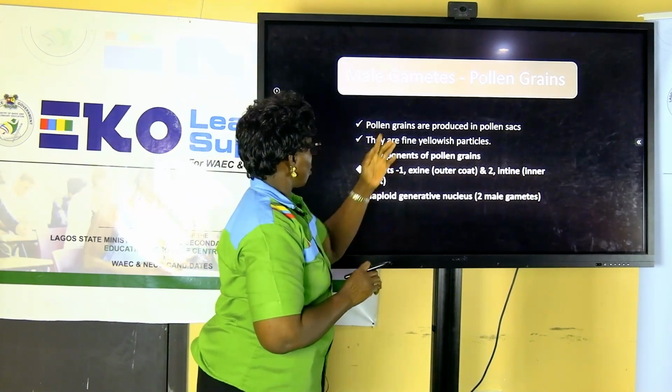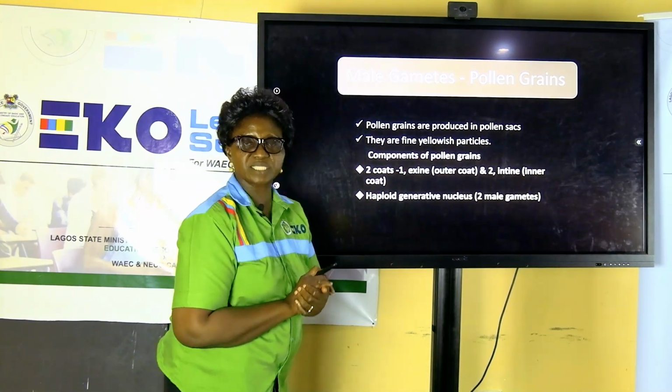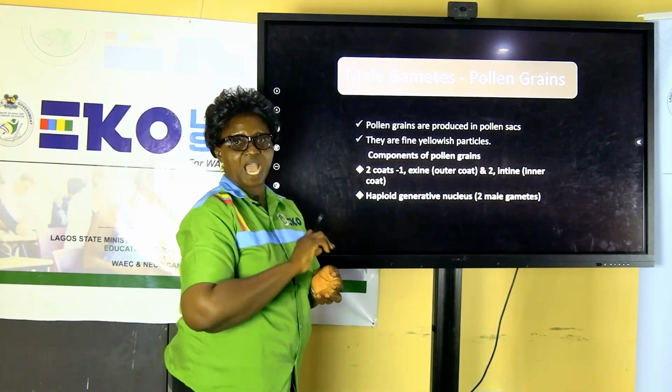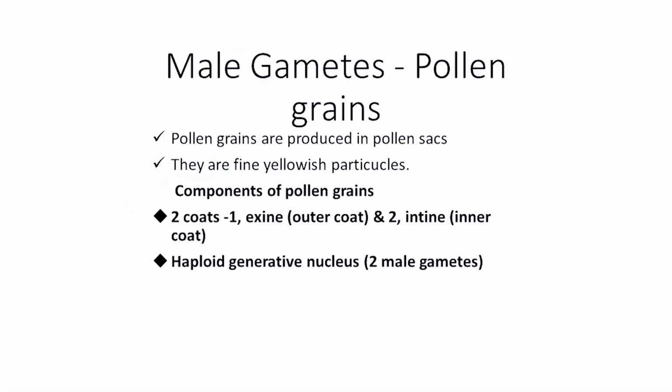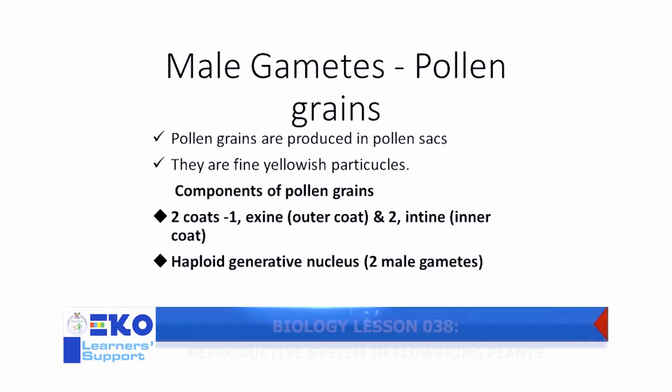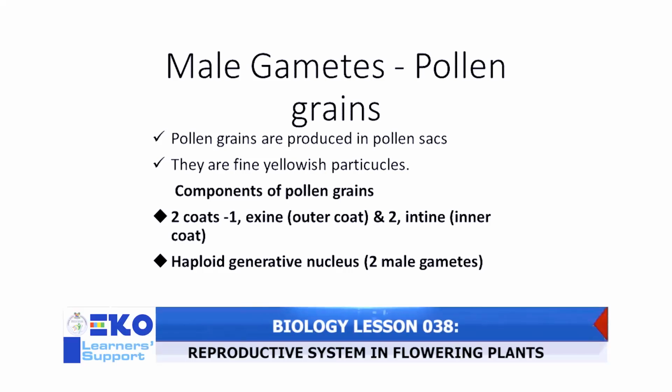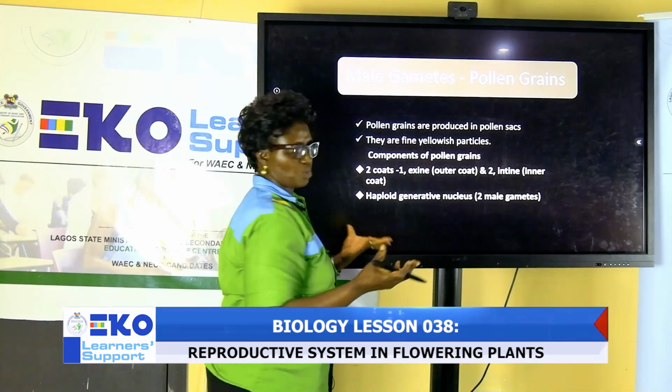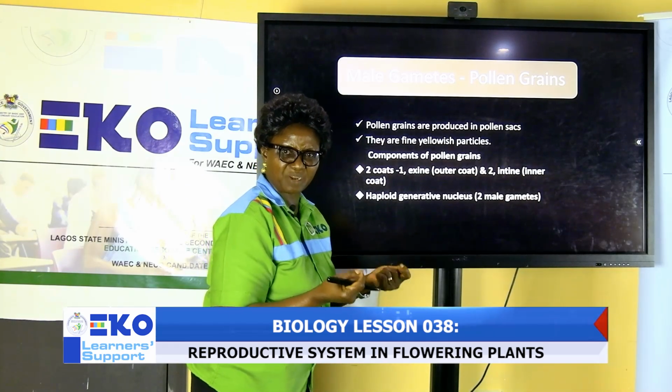Now we move on to the content of the anther. Remember we said in the anther we have pollen grains. And what are the pollen grains? They are produced in pollen sacs. Pollen grains are produced in pollen sacs. They are fine, and when you look at the color, they are fine yellow in color.